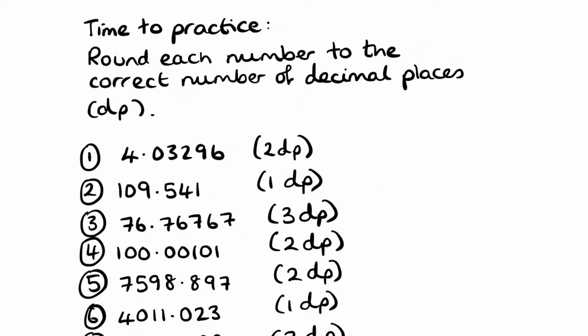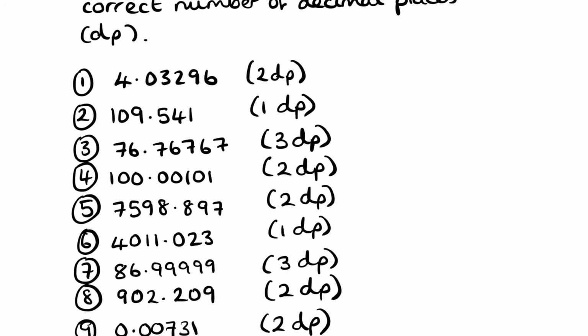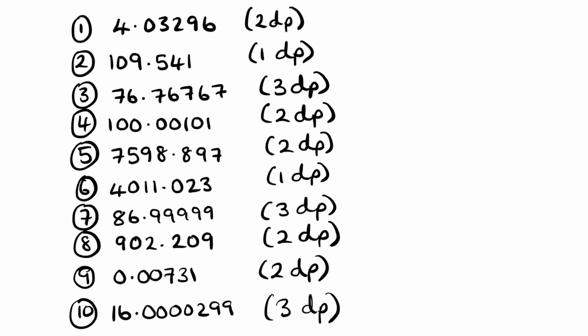So what I would like you to do now is round each number to the correct number of decimal places. Beside each number, I've put how many decimal places I want you to round it to. So the first number here, 4.03296, I want you to round to 2 decimal places. That means you count 1, 2 after the decimal point, and then you use that 2 to decide whether your answer is 4.03 or 4.04.